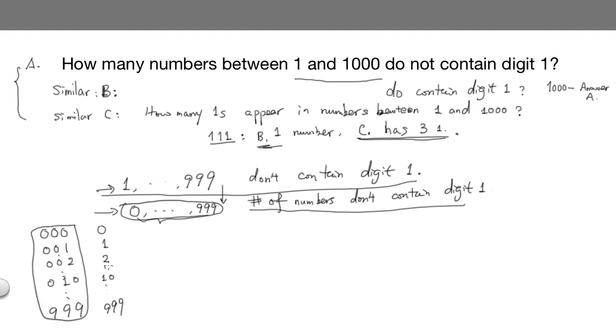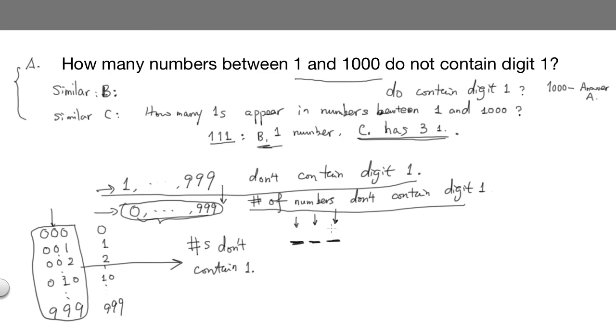In this format, I'm going to count how many numbers do not contain 1. Adding zeros to the leading positions does not change whether the number has a 1 or not. It's still equivalent. But the benefit of this format is that we can consider all those numbers as 3-digit numbers, and we'll see what the choices are for the 100s digit, the 10s digit, and the 1s digit.